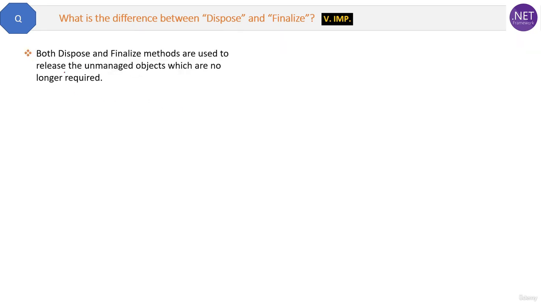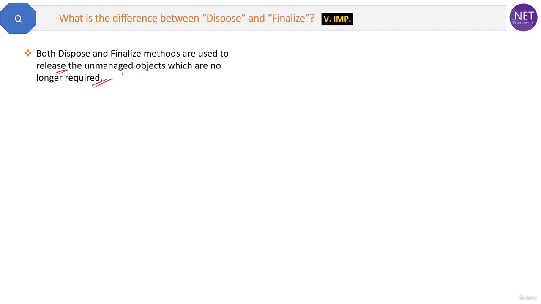This is again a very important question here. What is the difference between dispose and finalize? First, let's see what the similarity between them is, okay? Both dispose and finalize methods are used to release the unmanaged objects which are no longer required.